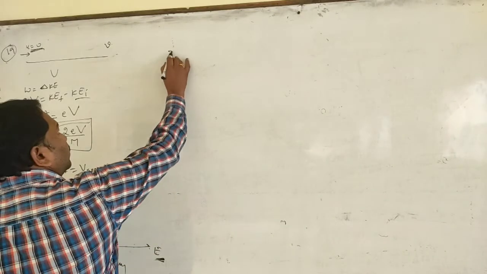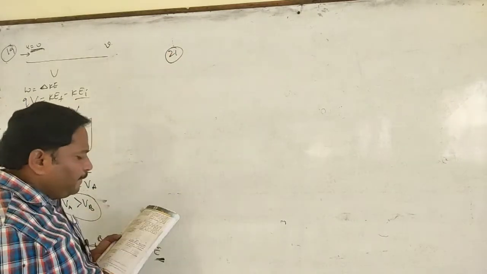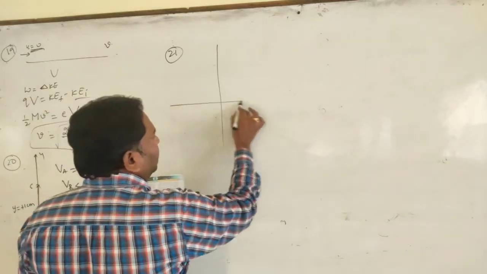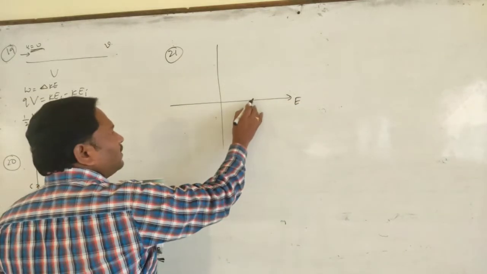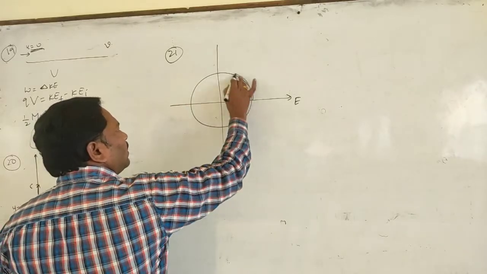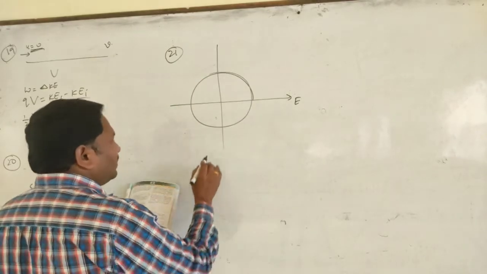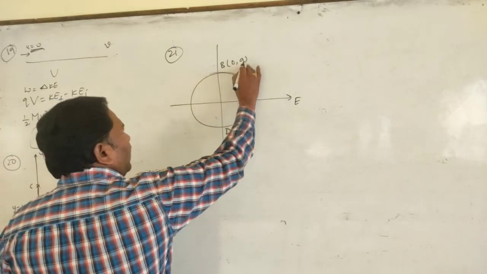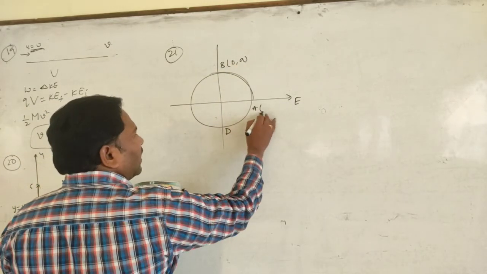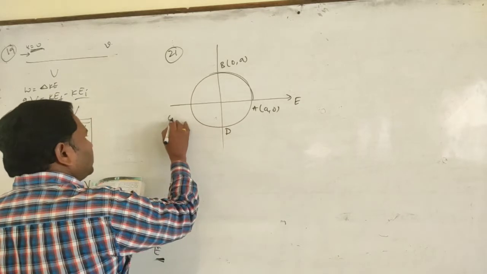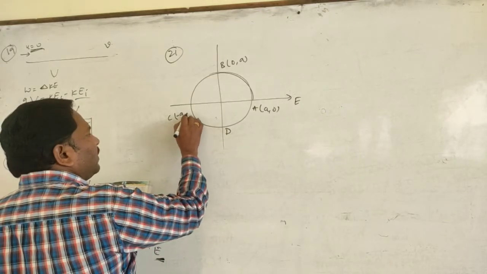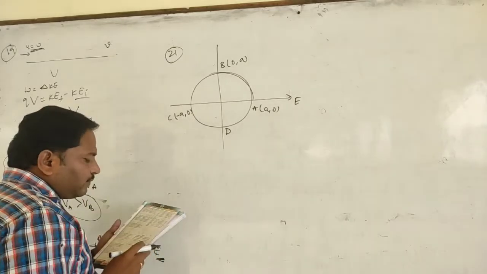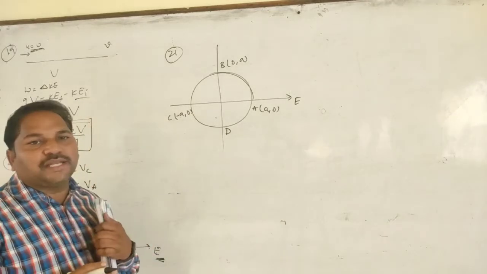So next, 21. The electric field is like this, and there is a circle. This is D, B at 0 comma A, A comma 0 is C, minus A comma 0. Now, which is having minimum potential?